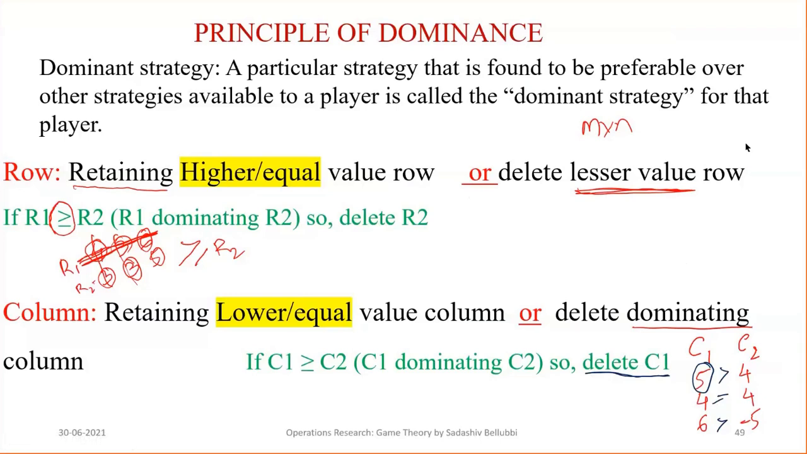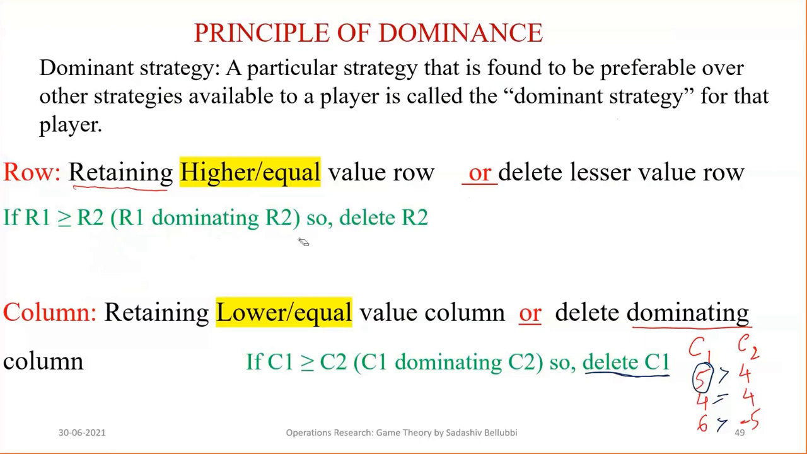Dominance means that all the elements of any one column or row are either higher than or equal to the values of the other column or row. So we say that one row is dominating another row, or, if you are comparing columns, one column dominates another. Here, how do we identify that one row is dominating another one?